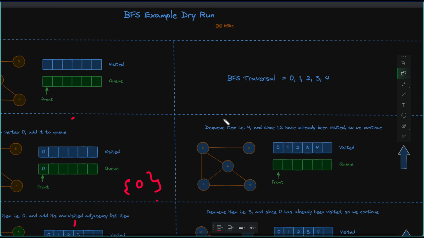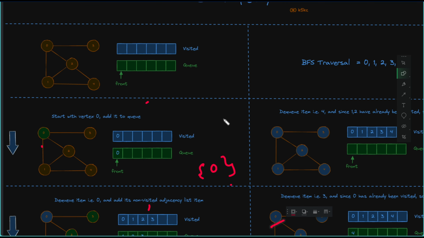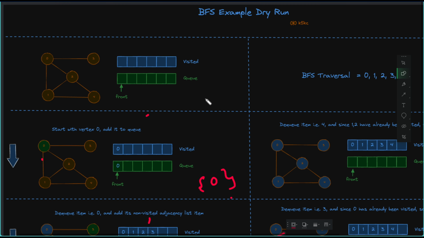Now jumping to the time complexity part, it again depends on the graph implementation. As you know, there are two kinds of graph implementation. One is the adjacency list implementation, where all the nodes have a list of elements. Say like this, for 0 it was 1, 2, 3, right? So it will be like a list.